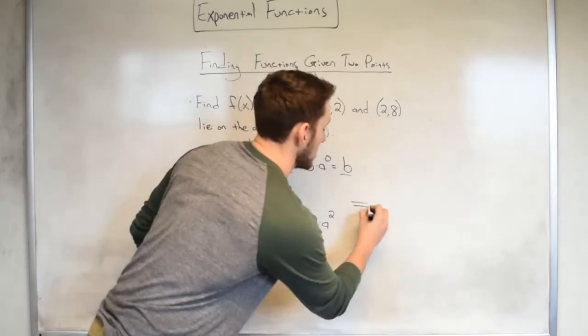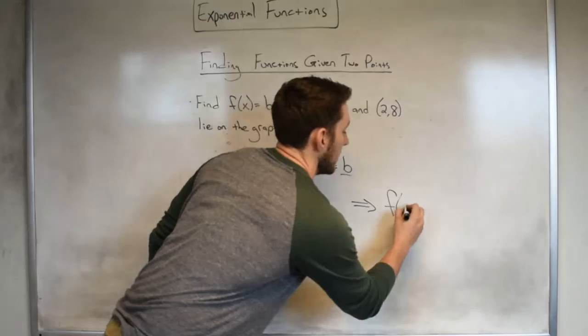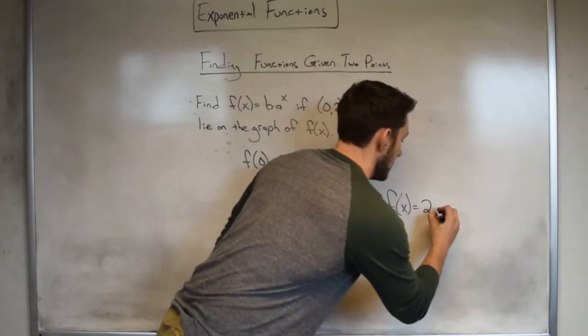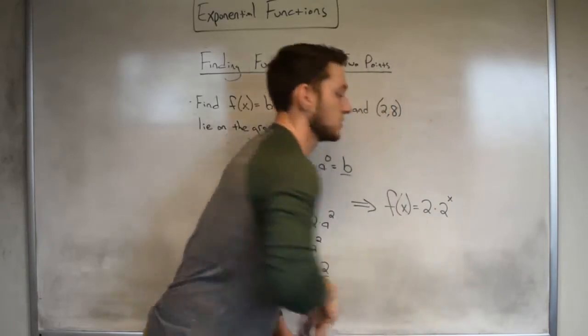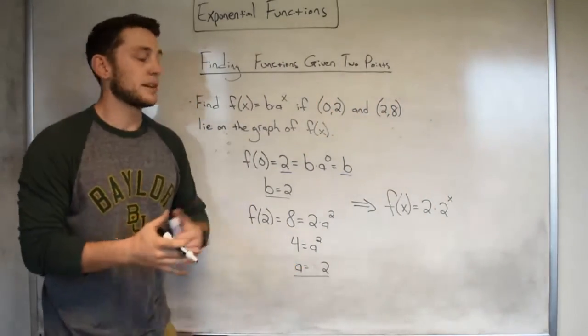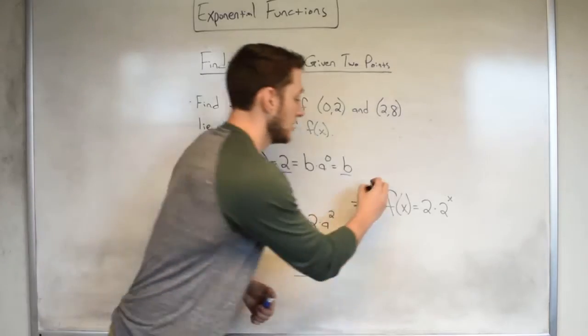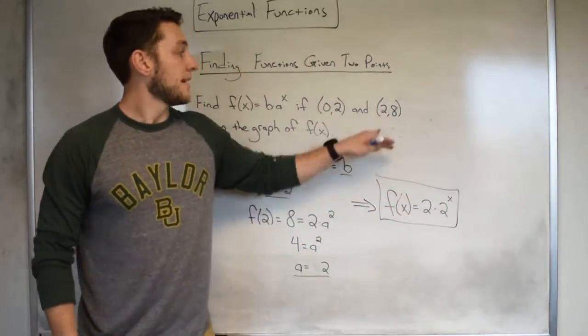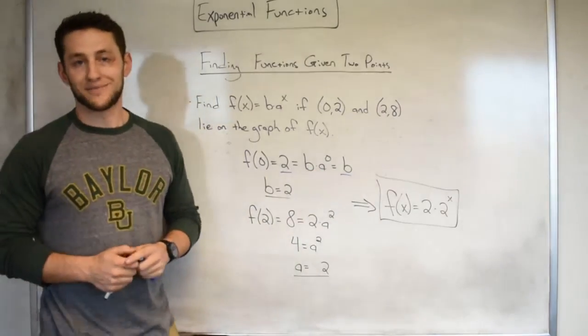Therefore, my function, f of x, better equal 2 times 2 to the x. And that'll be exactly my answer. And yet again, you could check that by plugging in 0 and plugging in 2 and seeing if you get the respective y values out.